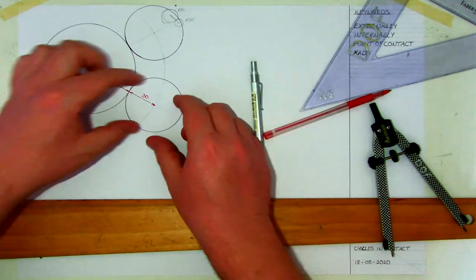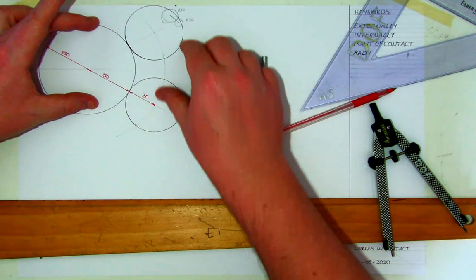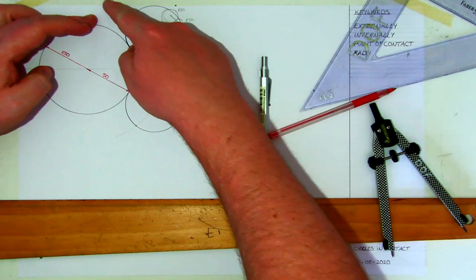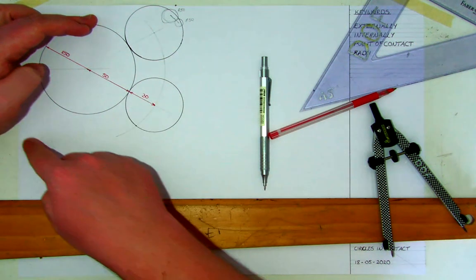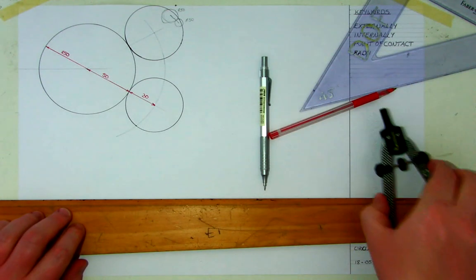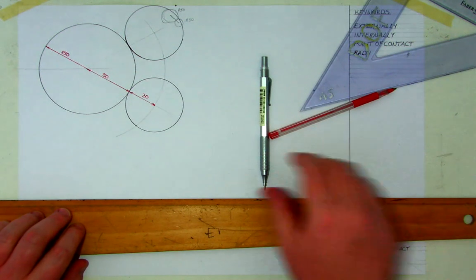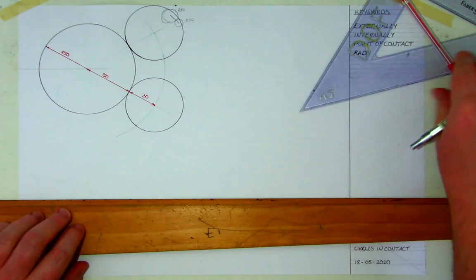So basically, it's like taking a ball and rolling it around. If I roll that ball all the way around there, the centre of every single possible circle of radius 30 is going to be on that arc, 80 millimeters away. And then I decide which is the circle I want. So that's there for an external, where circles are touching externally.